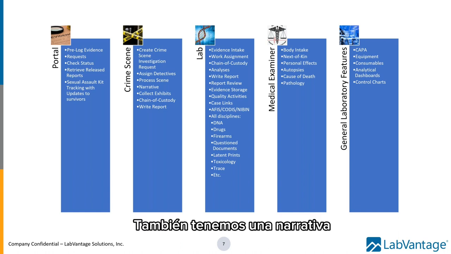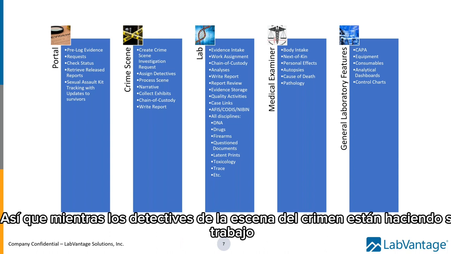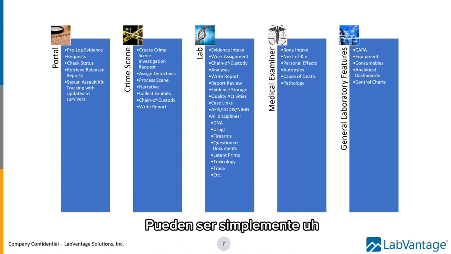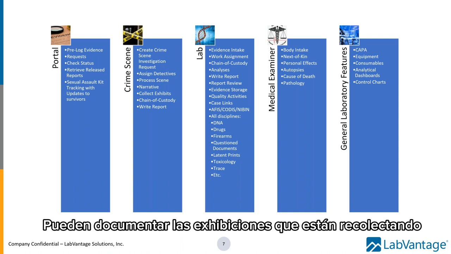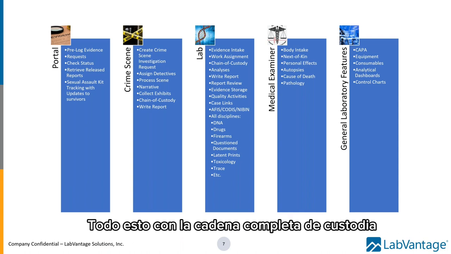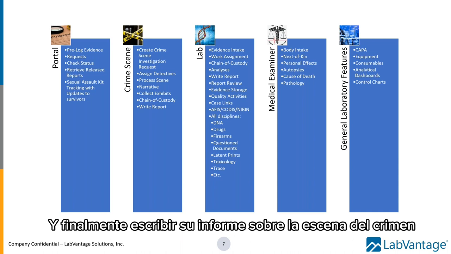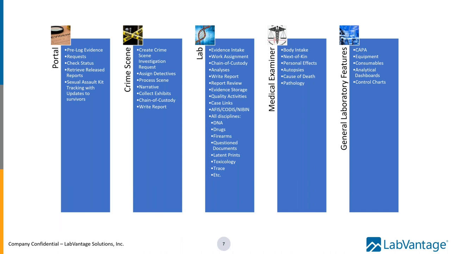We also have a narrative. So as the crime scene detectives are doing their work, they can be simply typing or dictating into a large space, free texting. They can document the exhibits they're collecting, all of this with the complete chain of custody, and ultimately write their crime scene report.